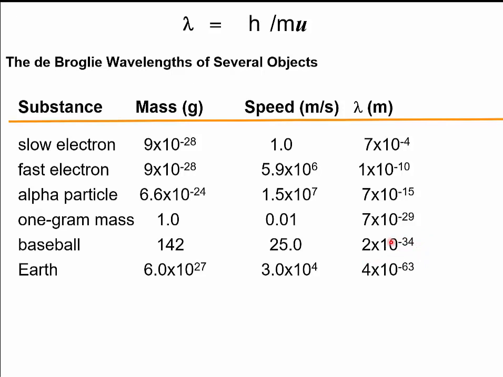So that's why we do not see things on the macro scale as being wavelengths. We don't see things like baseballs or 1 gram masses acting in that weird quantum wave-like way, because that wavelength is so small. It's smaller than what we call the Planck length, but it's there, and you just can't perceive it. And if you take the Earth, which is moving at 3 times 10 to the 4th meters per second, and it weighs a lot of grams, 6 times 10 to the 27, you're going to end up with 4 times 10 to the minus 64 meters as its wavelength. So it is a very, very small wavelength.